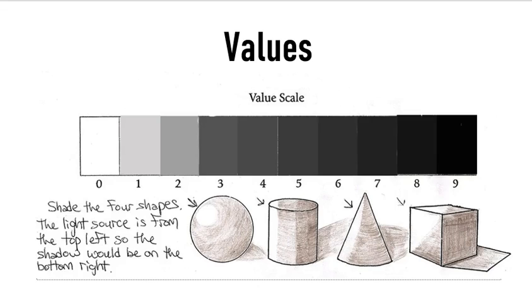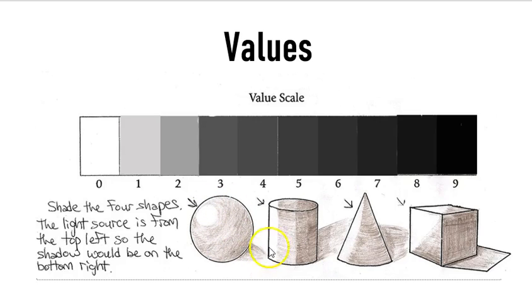Values. Value in art is essentially how light or dark something is on a scale of white to black, with white being the lowest value and black being the highest value. Value deals with the lightness or darkness of a color as well. Artists use values to translate the light and shadows they see into shading, thus creating the illusion of a third dimension. With shading, the magical illusion of three-dimensional reality appears on your drawing paper.